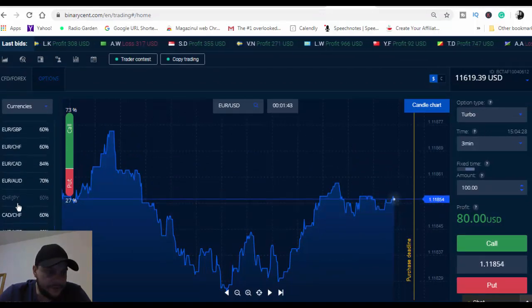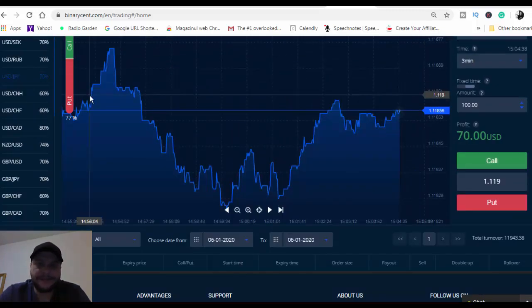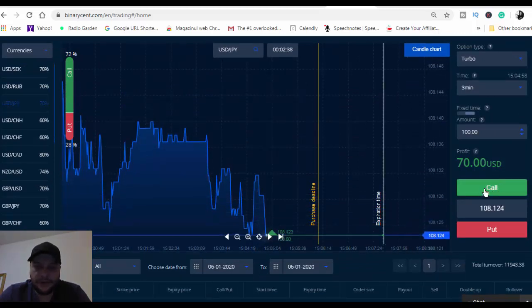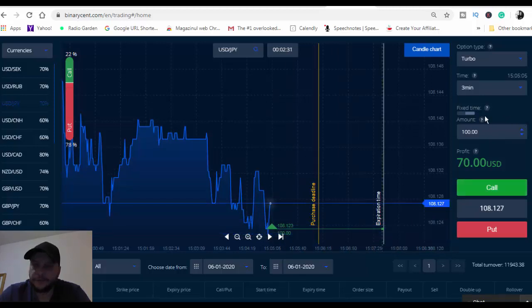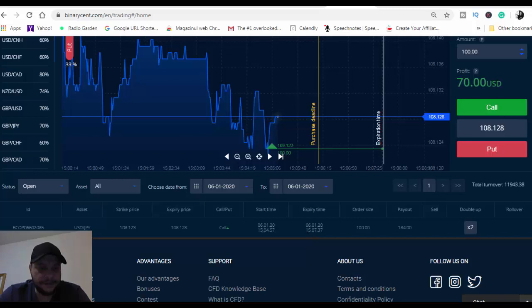Let's go find here US dollar Japanese yen. Here it is, US dollar Japanese yen. It's a strong buy. Let's have a look here. It's going down, and now it's the moment to make a call. That's a buy. I trade $100, so the profit will be $70. And as you can see, this one is in the money.